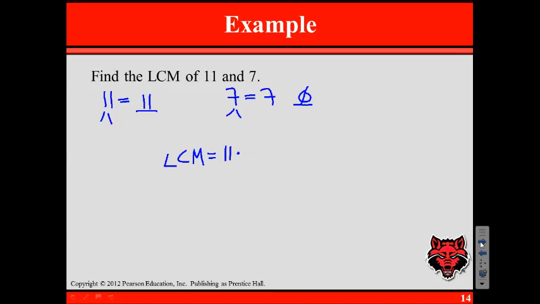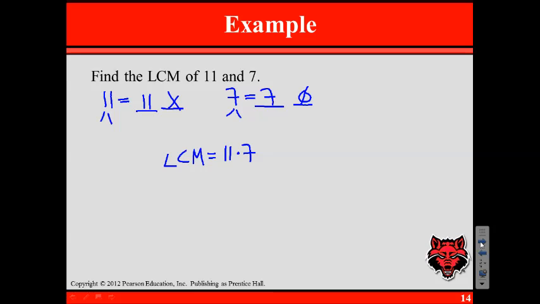Now I go back and I look at my 7s. The most 7 shows up in the first list is 0 times. No 7s there. The most 7 shows up in the second list is 1 time. So the greatest number of 7s in any given list is 1. I write that into my multiplication problem for the least common multiple.